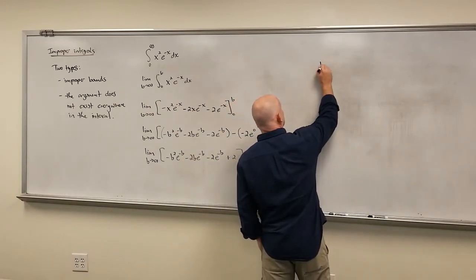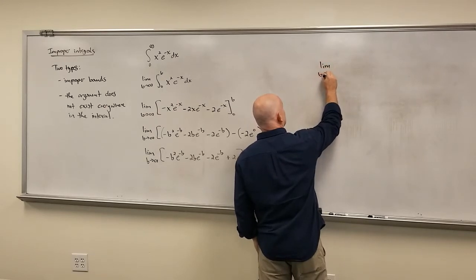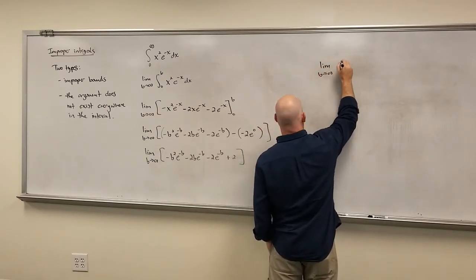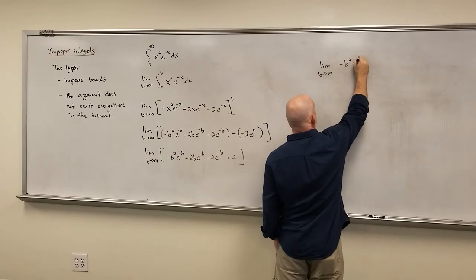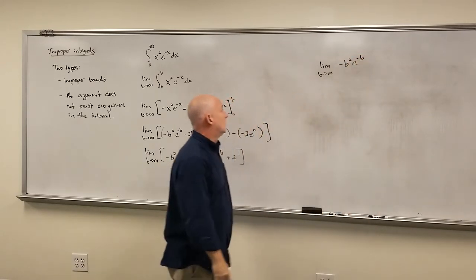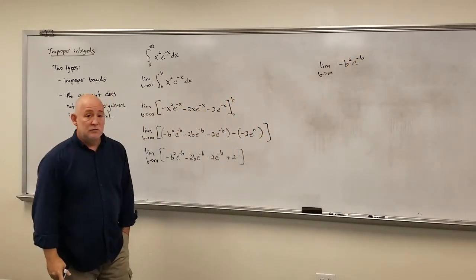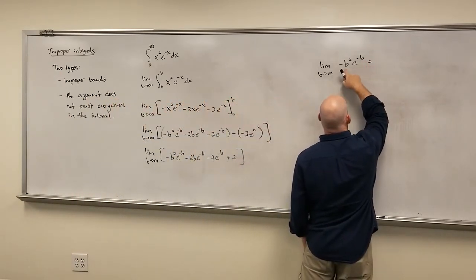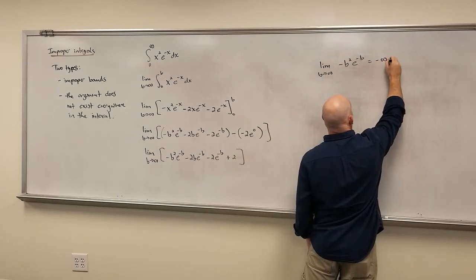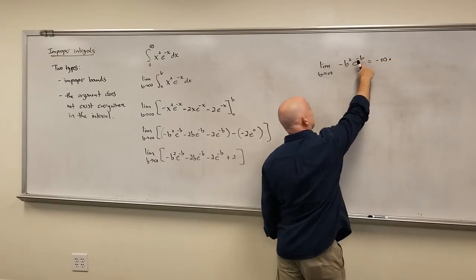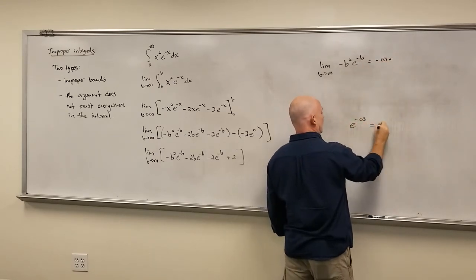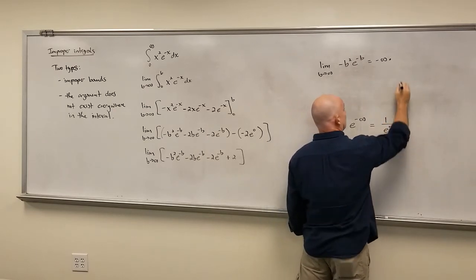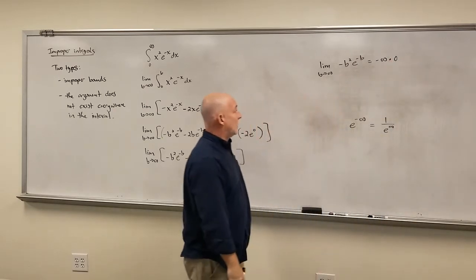So what is the limit as b goes to infinity of negative b squared e to the negative b? All right, if we do direct substitution, that would be negative infinity squared, so that's going to be negative infinity, times e to the negative infinity. Remember, that's 1 over e to the infinity, so that's going to be 0.